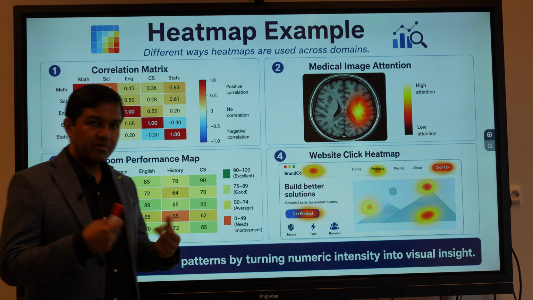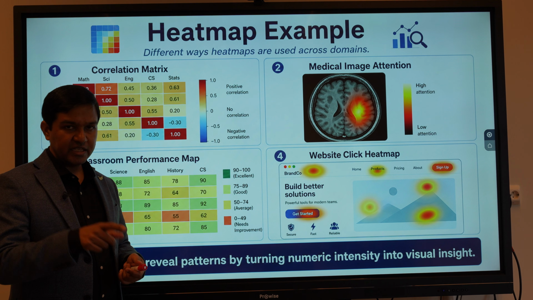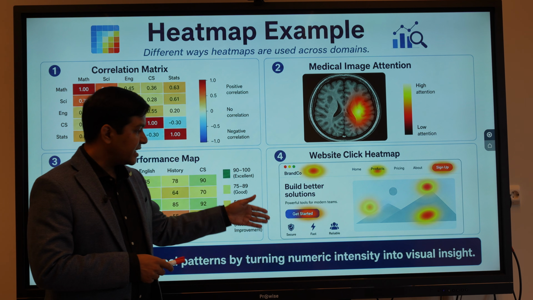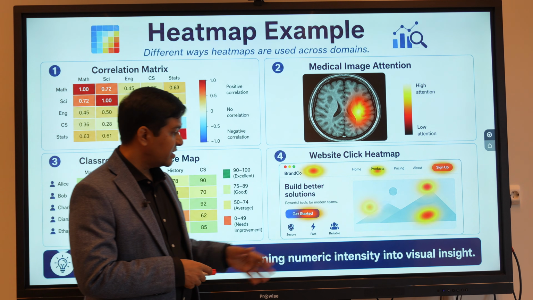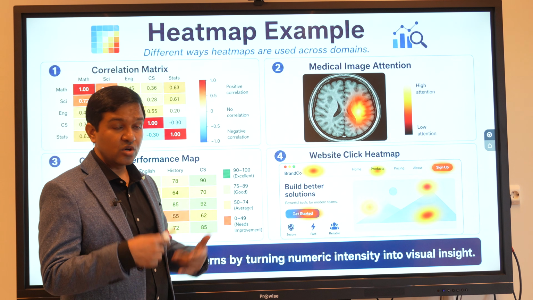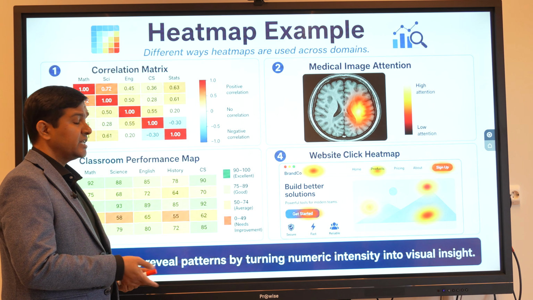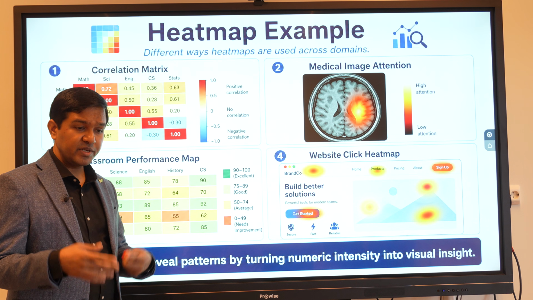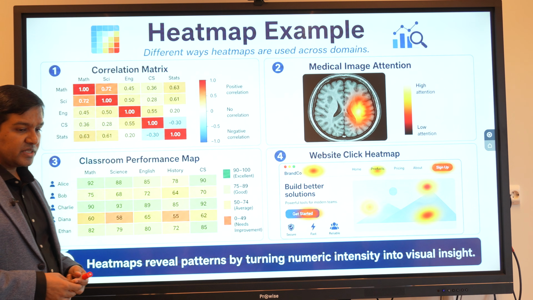Now if you have a website and you see where people are coming and clicking, that can help in understanding whether people are clicking on products or on get started, and whether this button is working well or not. So the heat map can reveal a lot of information depending on where and for what purpose we are using it.